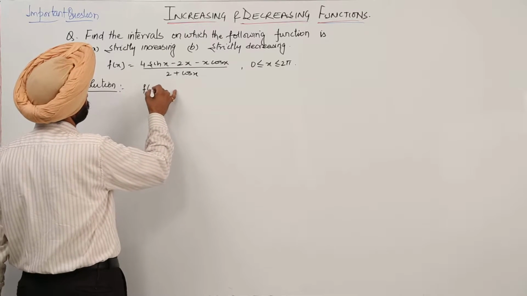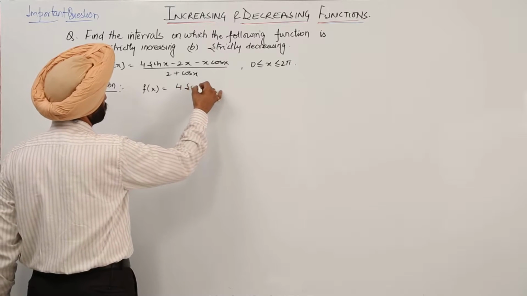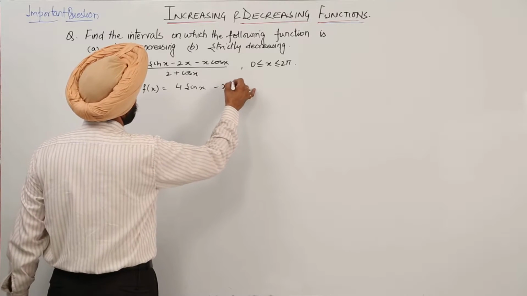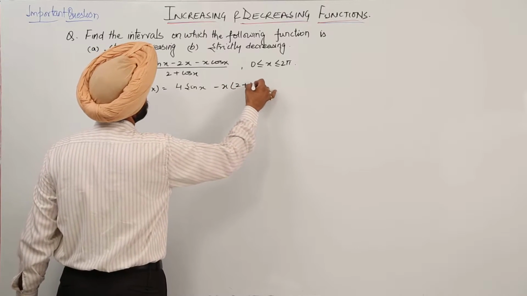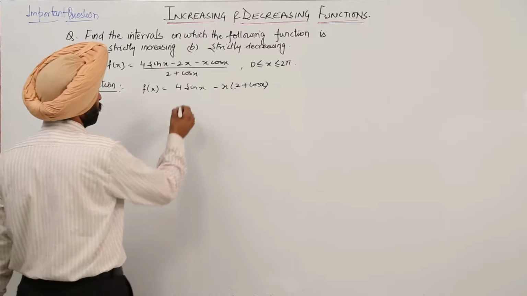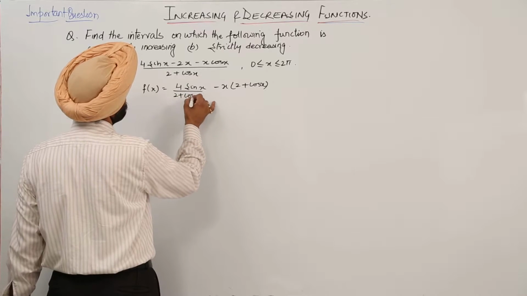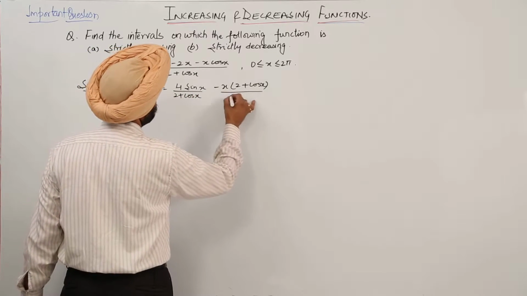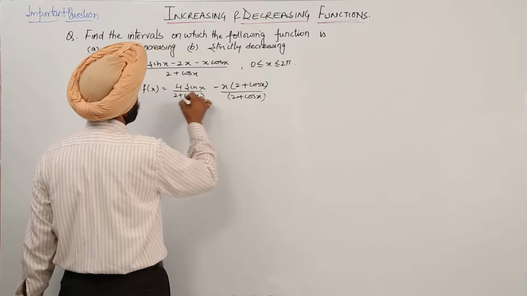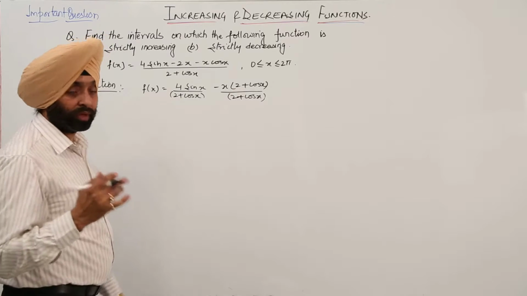f(x) is equal to 4 sin x minus x common 2 plus cos x. Just check what I have done. And to this part we can write 2 plus cos x upon 2 plus cos x. Now what is the benefit of writing it like this? The differentiation part will become very easy.